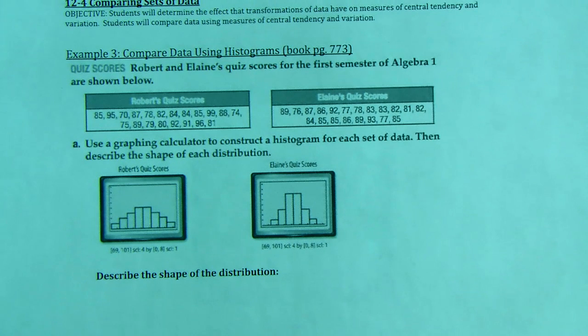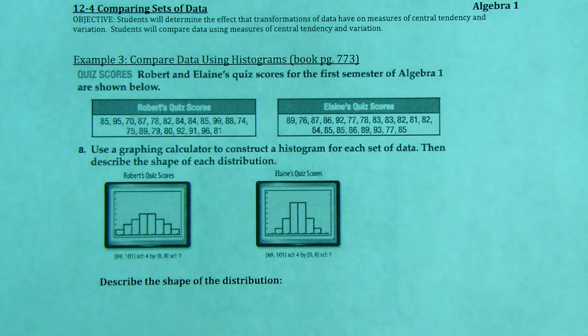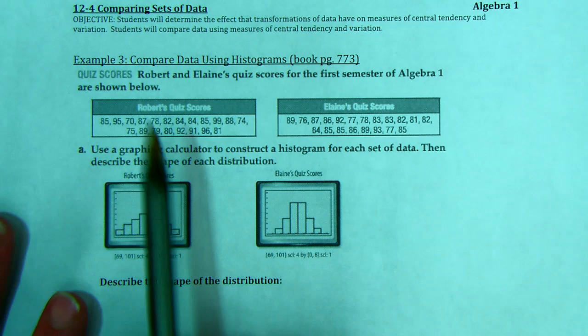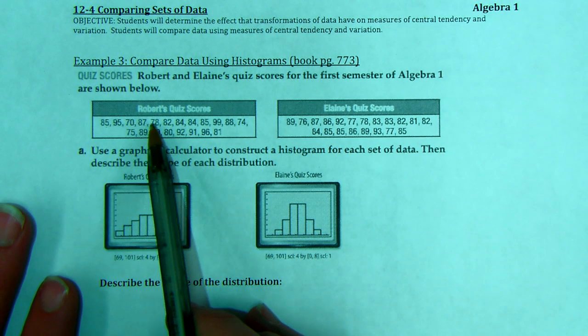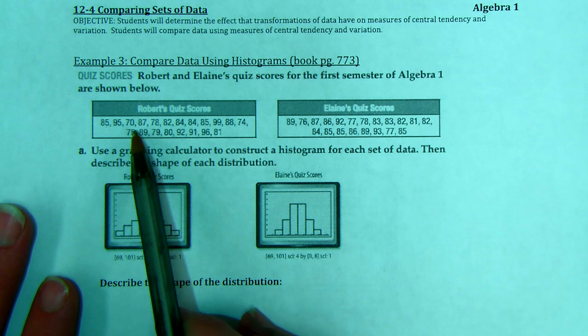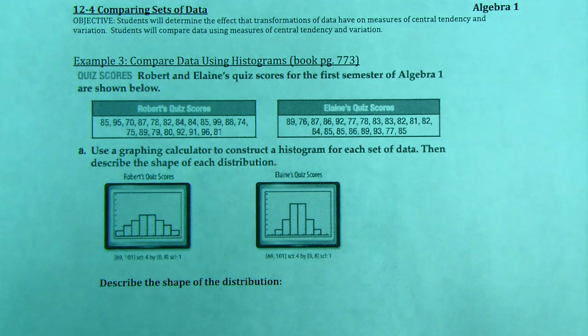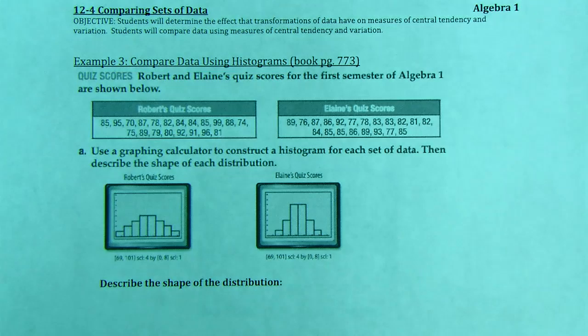Now we are looking at Robert and Elaine, who both have quiz scores, so they're both in math or language arts or whatever. They both have 1, 2, 3, 4, 5, 6, 7, 8, 9, 10, 11, 12, 13, 14, 15, 16, 17, 18, 19, 20 quizzes. They both have 20. I've counted them. It says use a graphing calculator to construct a histogram. I would probably just construct a histogram. I can show you how to do that. It's pretty cool. It's not always super fancy, and it doesn't always look exactly like their examples do, but it is pretty neat.